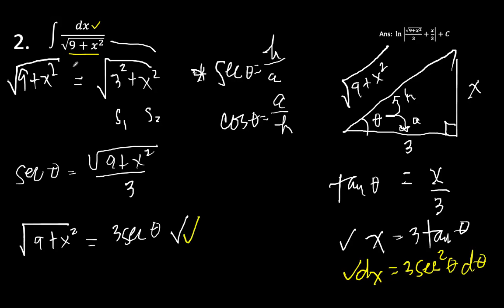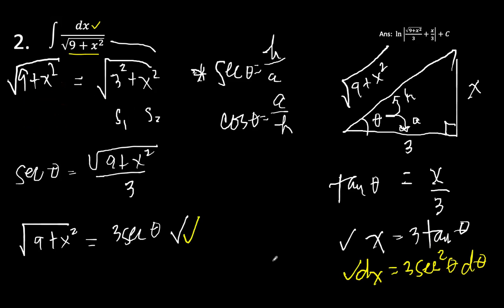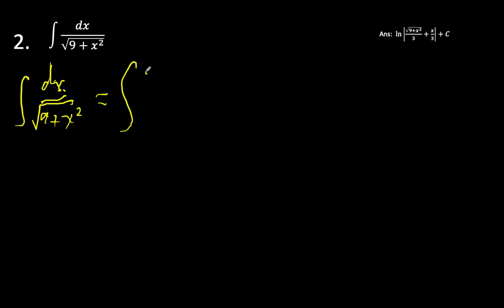We're now ready to integrate number 2. So let's now copy. We have 9 plus x squared. Okay, so let's substitute the values. dx is equal to 3 secant squared theta d theta. Let's write it here. 3 secant squared theta with respect to theta.